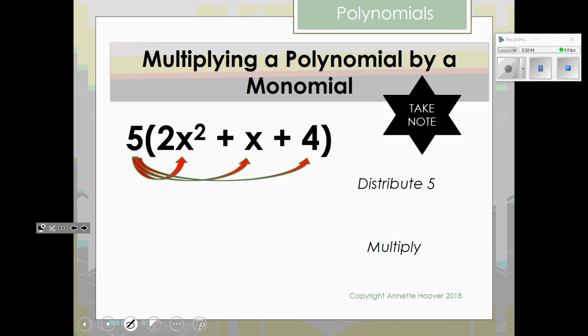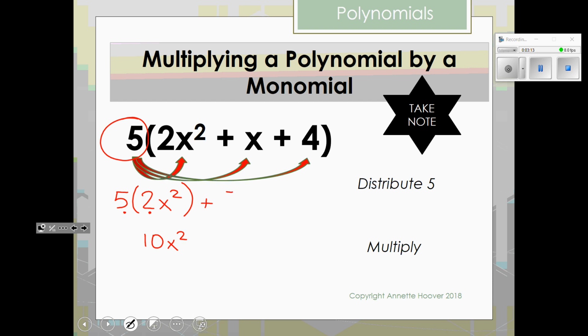When we have a monomial times a binomial or trinomial or 4-term polynomial and so forth, we're going to use the distributive property. So when you see this monomial out here, which happens to be a constant 5, I know that I'm going to multiply 5 times the first term, which is 2x squared. I can do this mentally. I know that I can multiply 5 times 2, which is 10, and then I just have x squared.